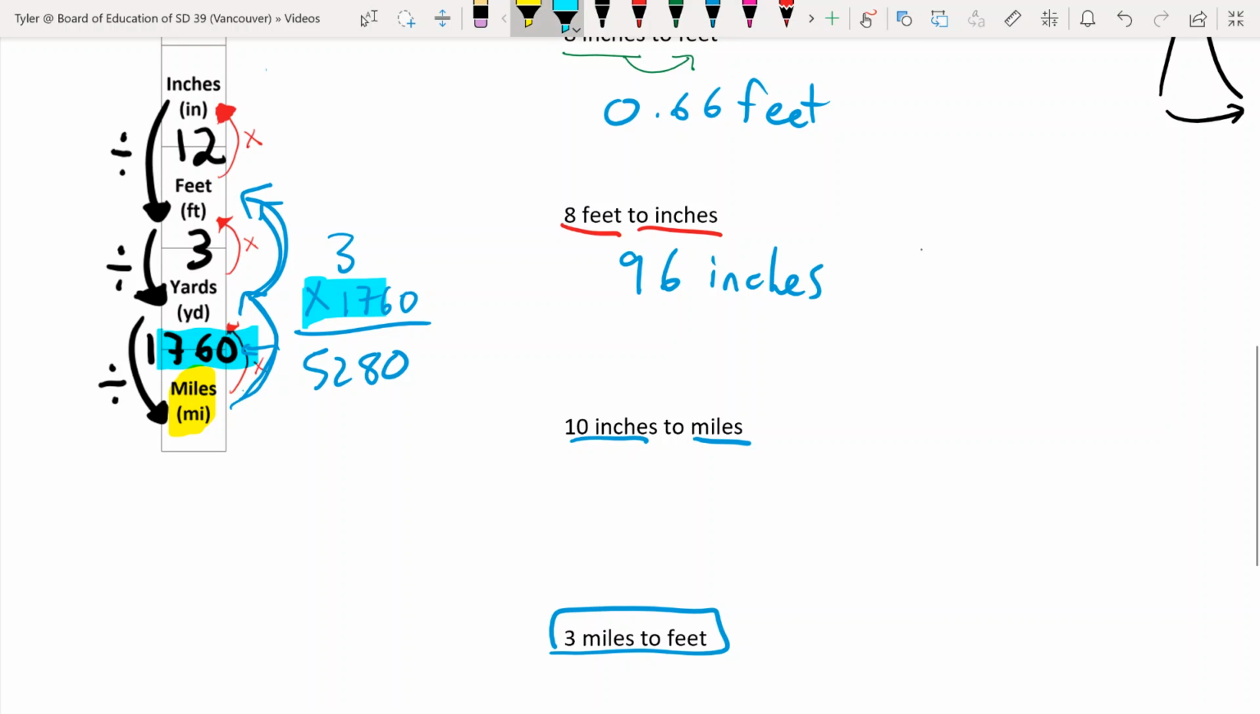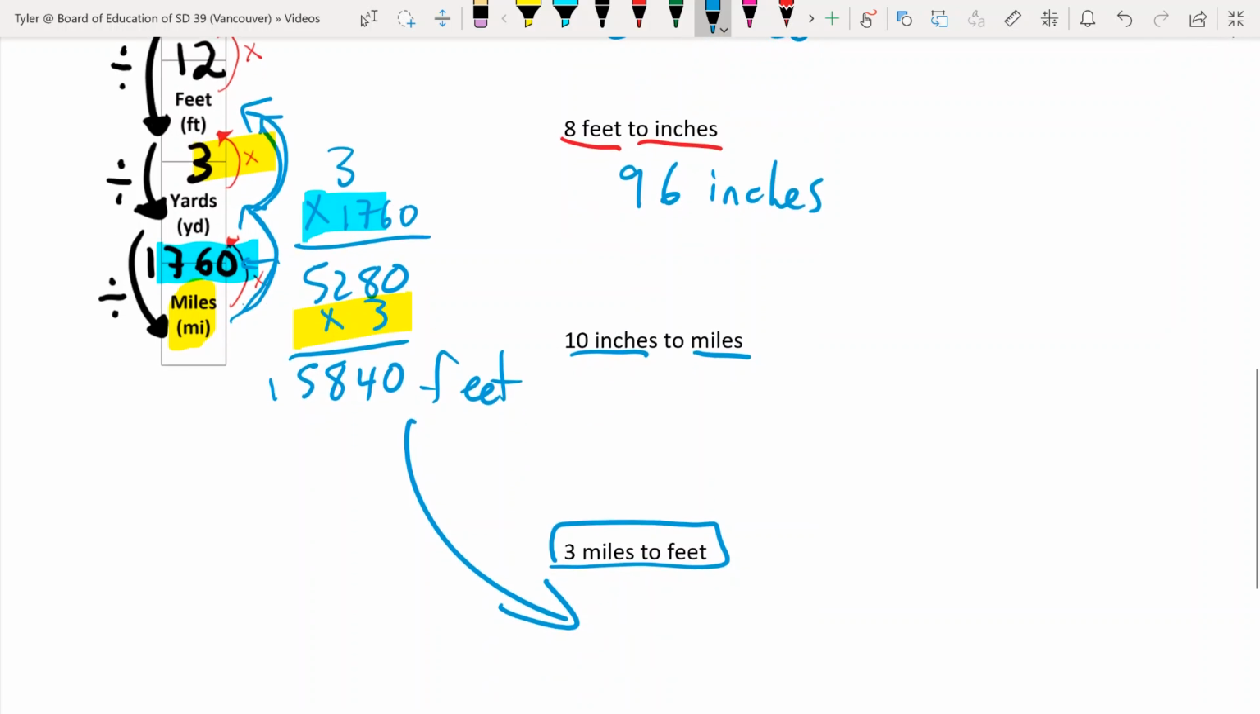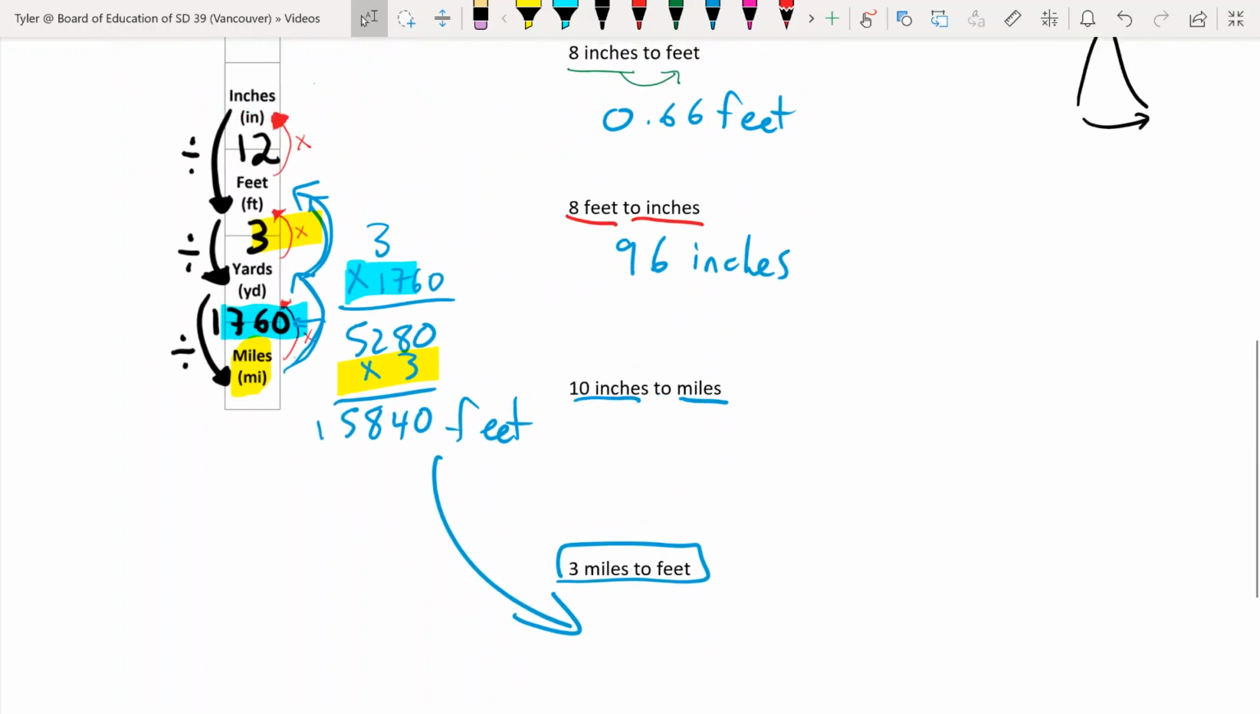Cool. Now we're going to go up again. We're going to multiply again, this time times 3. So I'm going to write times 3. Times 3 gave me 15840. And we ended at feet, so I can write feet. That was the answer for that one. That's it. That's the final answer. The next one, yards to feet. There's only 2 left. Okay, so we'll do this next one.